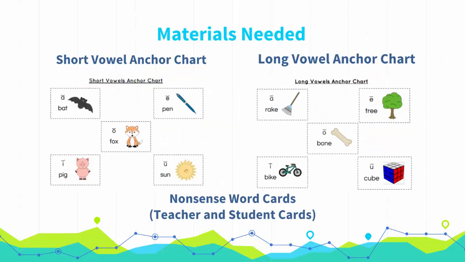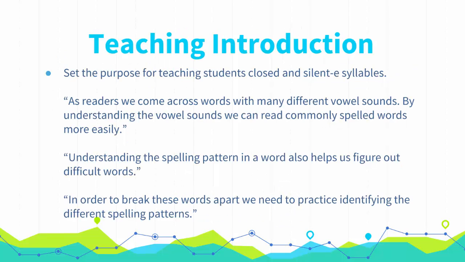The materials that you will need for this lesson are the short vowel anchor chart, long vowel anchor chart, nonsense word cards, and student assessment on Edify. Introduce the lesson by setting the purpose for learning closed and silent E syllables. Explain to students that by understanding the vowel sounds, we can read commonly spelled words more easily. In order to break these words apart, we need to practice identifying the different spelling patterns.